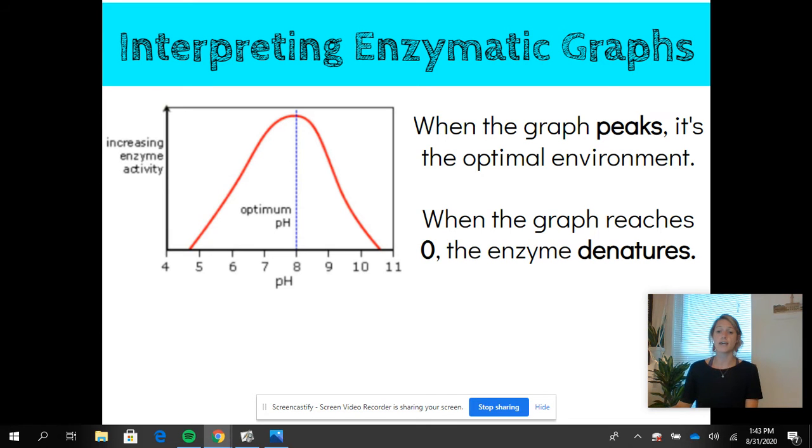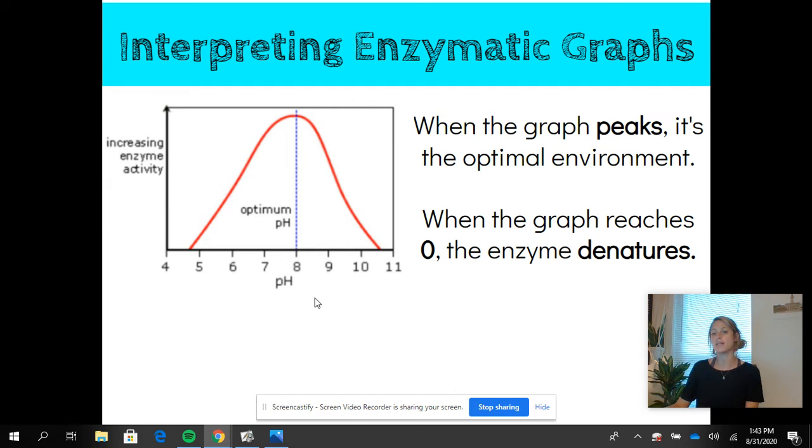So what we're looking at here, if we're looking at the x-axis, remember that the x-axis is the horizontal line, the y-axis is the vertical line. On the x-axis, we have the pH. On the y-axis, we have the amount of enzyme activity. So the higher that the line goes, the better that the enzyme is going to be able to work. So the higher the enzyme activity is.